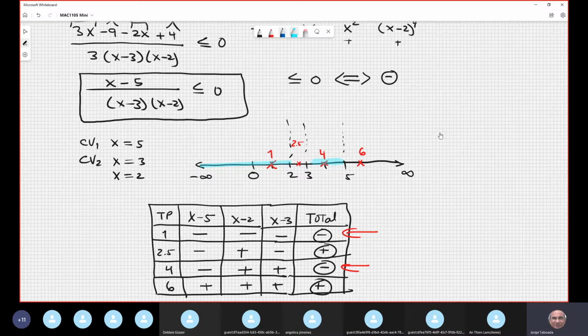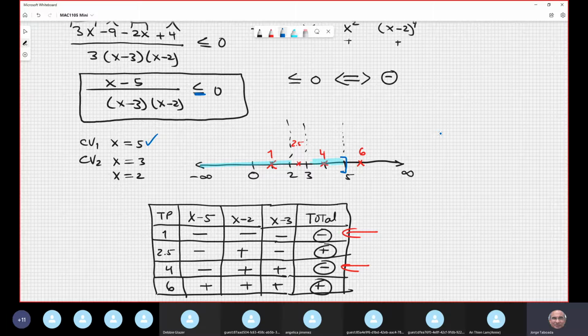What about the endpoints? The endpoint belongs, yes, but only the critical value on the top, because this is equal. So you plug in 5, for example. 5 minus 5 is 0, and 0 is equal to 0. So 5 is okay.